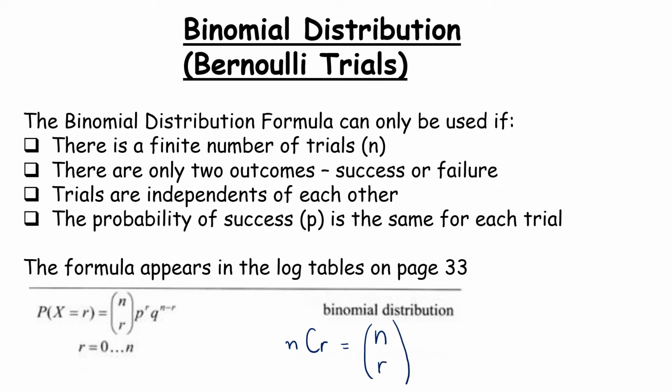p is the probability of success, and it must be written as either a fraction or a decimal. And q is the probability of failure. So q is always going to be equal to 1 minus p. And that's because there are only two outcomes, either success or failure. Therefore, the two probabilities must add to 1.